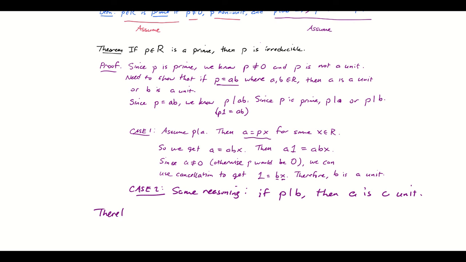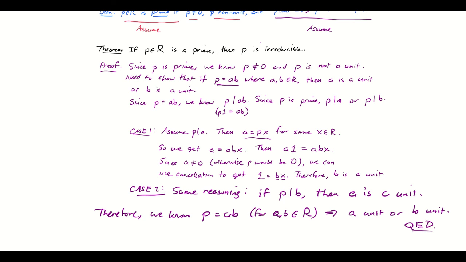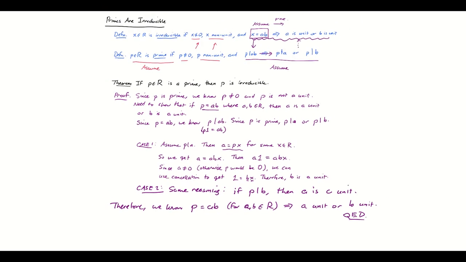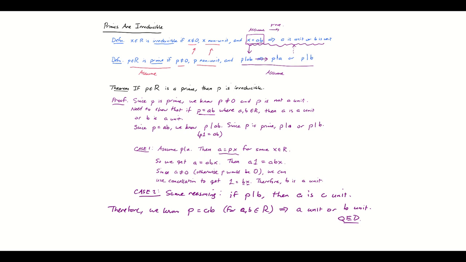Therefore, we know that P being equal to AB for A and B in the ring implies A is a unit or B is a unit. And therefore we are done. I don't know if that's what you came up with. You might have had a different approach here, but I think that's a pretty elegant proof. So now we know that anytime we have a prime element of an integral domain, that element's also irreducible. But as pointed out before, the converse is not true. Stay tuned.